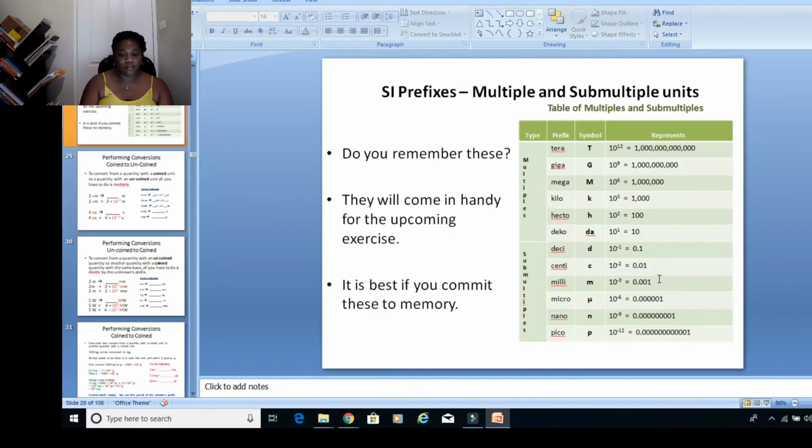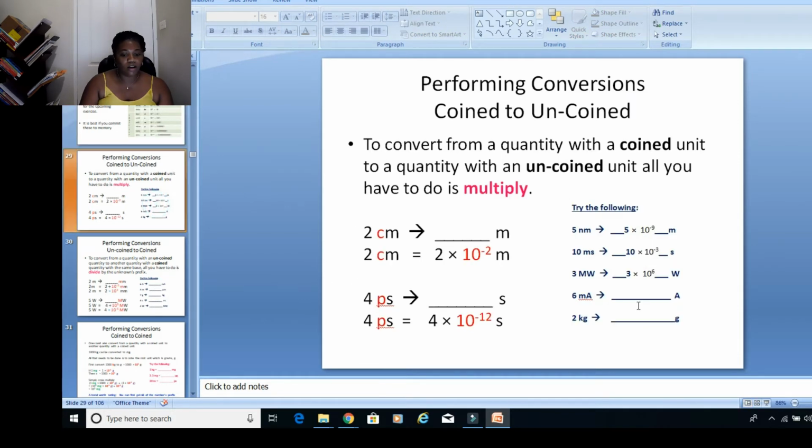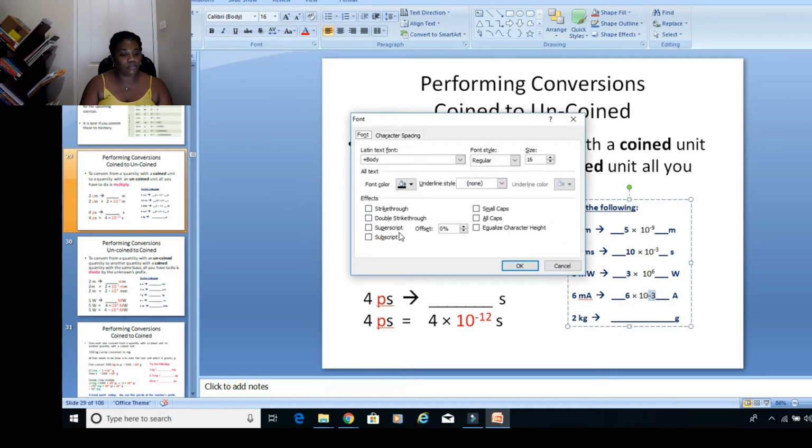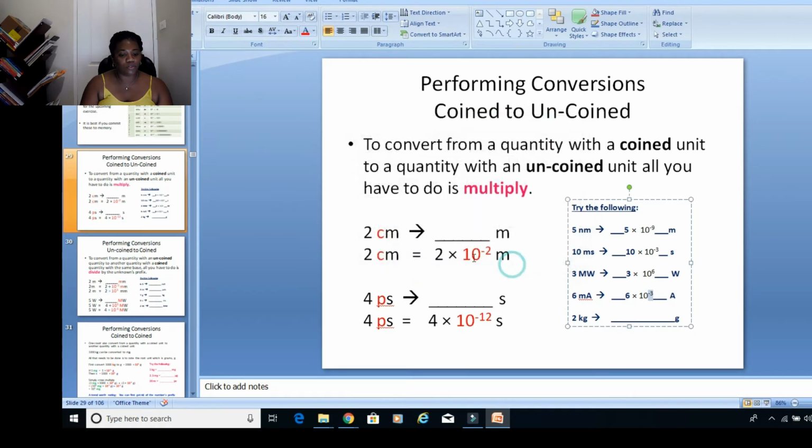Okay. Alright, so now let's go milli again. Here we're going from 6 milliamps to amps. So we're going to just stick in a 6 right there. Control paste. And a milli is what? You're correct. A milli is 10 to the negative 3. So we're getting rid of that. As you go up here, put that as superscript.